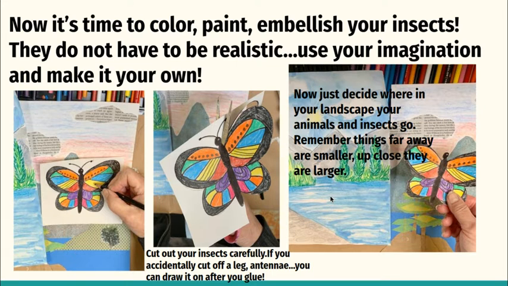Remember, things far away in the background, they are smaller, and up close they would be larger. So if you have that large butterfly or large dragonfly, if you have it back on the mountain, it would probably be a ginormous butterfly or dragonfly. So just pay attention to that when you're gluing.